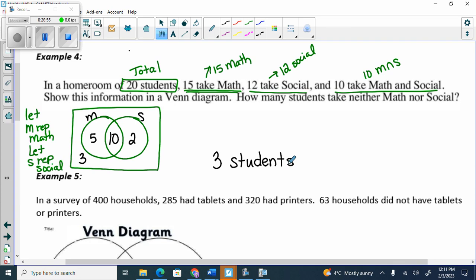So 3 students take neither math nor social.